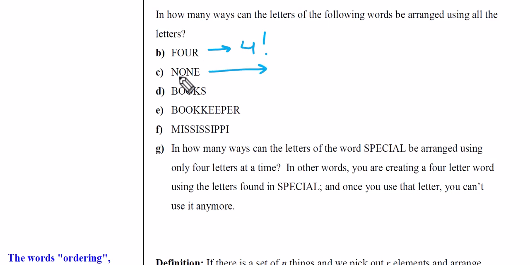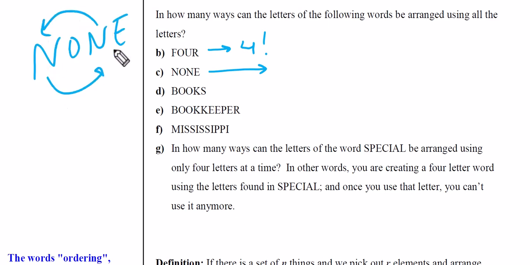Because when we look at part C, you have N-O-N-E, 2 letters repeat. So if we were to make a list of all the letters in the word none, but I were to switch these 2 around, I still get the word none. So the problem is we're double counting. This is no longer an accurate count. So I can't just say 4 factorial like I did with part B, because part B didn't have any repeats. Part C has repeats. And if I start rearranging things with the word none, I'm going to get some repeats.